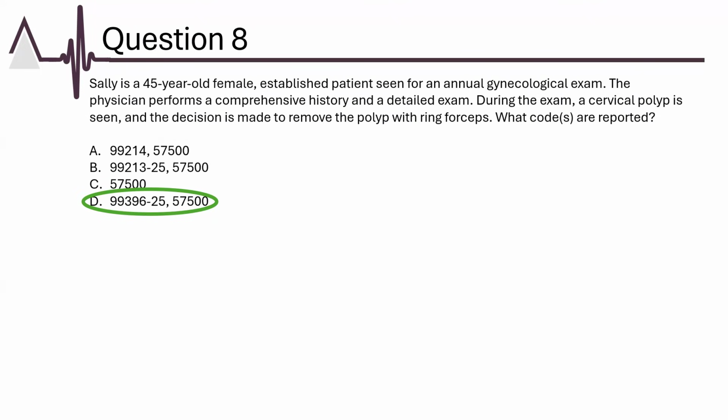Since the E&M service, the annual exam, was significant and went beyond the usual pre- and post-procedure care related to the polyp removal, the modifier 25 distinguishes it as a separate service. This allows for the appropriate billing of both the preventative exam and the polyp removal, as the E&M service wasn't solely focused on or inclusive of the procedure.